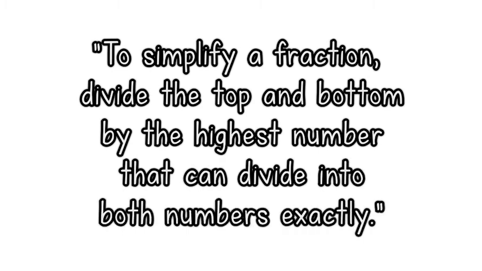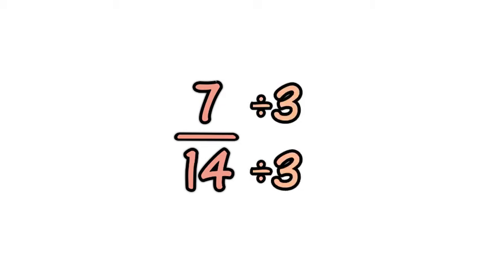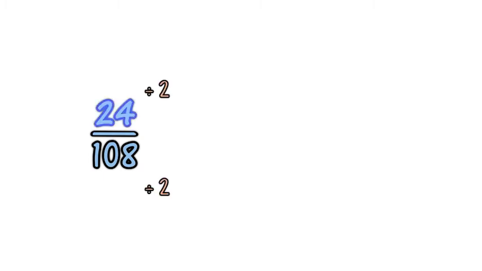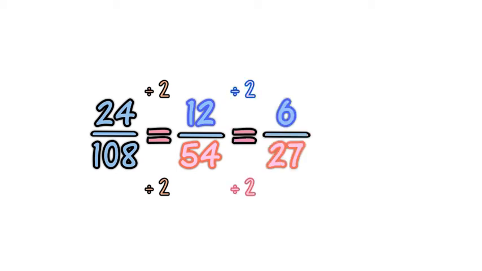How do I simplify a fraction? There are two ways to simplify a fraction. Method 1. Try dividing both the top and bottom of the fraction until you can't go any further. Try dividing by 2, 3, 5, 7, etc. Example. Simplify the fraction 24 over 108. First, divide it by 2. 24 divided by 2 is 12, and 108 divided by 2 is 54. Divide the 12 and the 54 again by 2, you get 6 over 27. Now divide by 3, and you get 2/9.